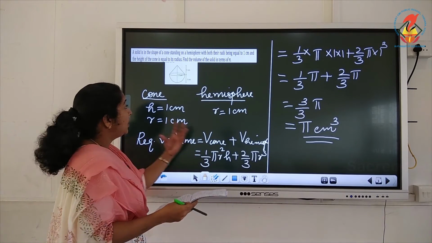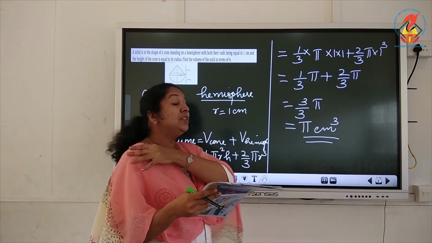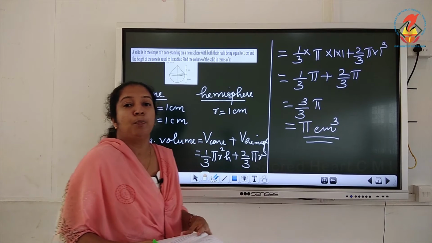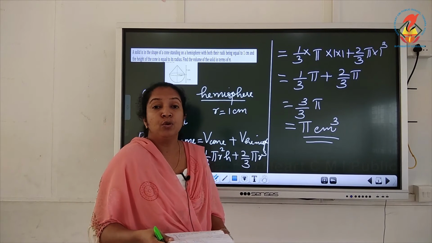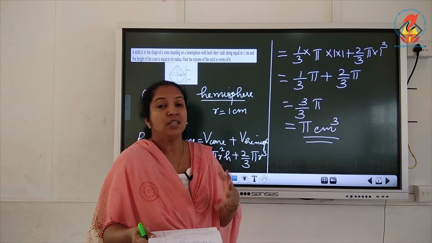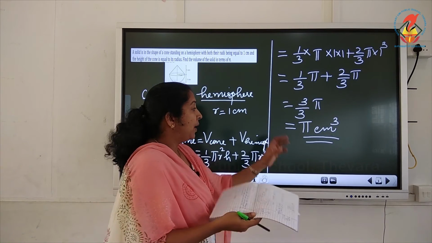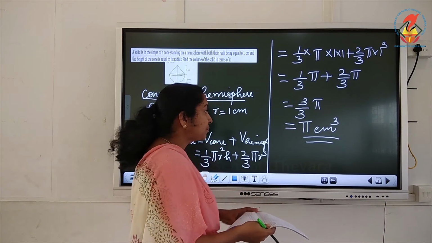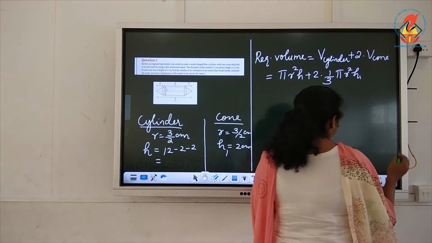We got the volume of this in terms of pi. So the volume is pi centimeter cube. Don't forget to write the unit. If you're not writing, you will lose the marks there. So pi centimeter cube. Next question. Second question.